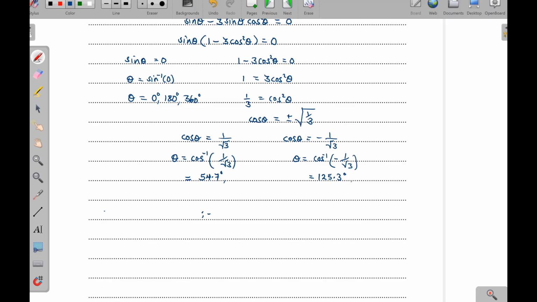So this simply implies that my theta is going to be, here I'm not picking any angle because 0 is not included, 180 is not included. Okay, so I will have 54.7 degrees and then 125.3 degrees. All of these answers at 1 decimal place, and that is that.